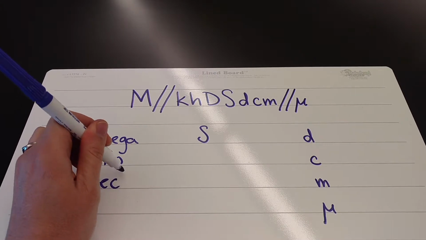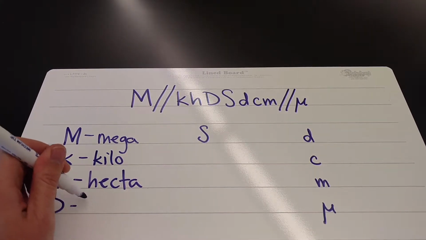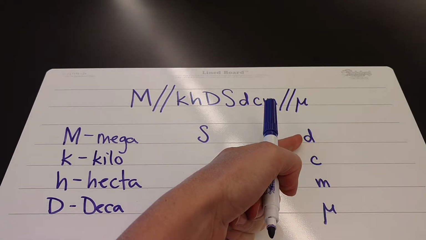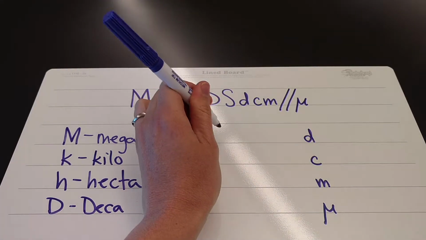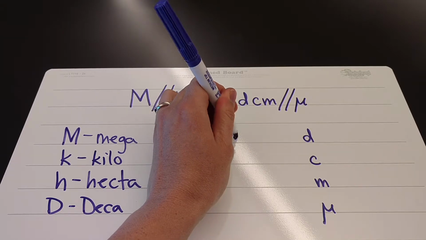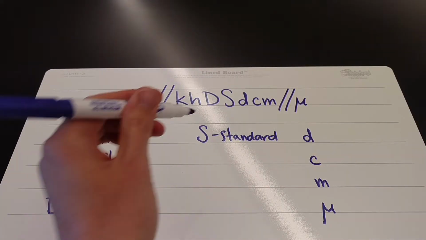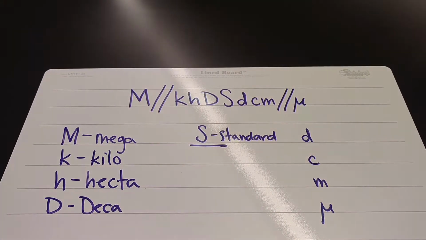H, hecta. D is deca, capital D. Okay, notice there's a couple of D's in this line. S represents standard. This is the only letter on the line that is not a prefix. And our standards are whatever you attach to the end of a prefix.